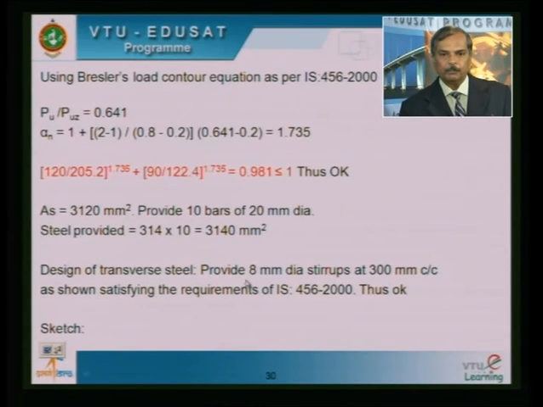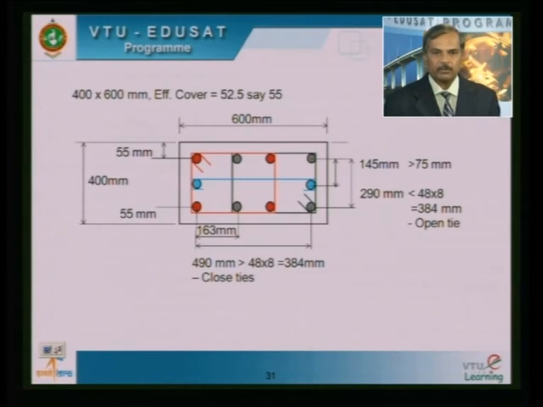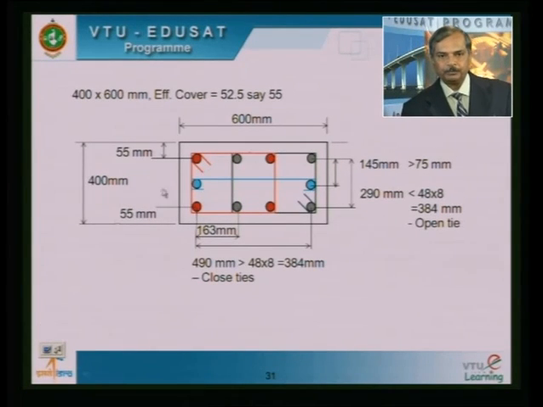What about the transverse steel? An 8 mm stirrup at 300 mm is okay, but what is the arrangement of steel going to be? The sketch. As usual, identify all these things: the effective cover, and the distance between the corner bars along the shorter as well as along the longer direction. Now if you see this distance corner to corner, it is 290, less than 300. You could have avoided this, but since the number of bars is more, I have put one.